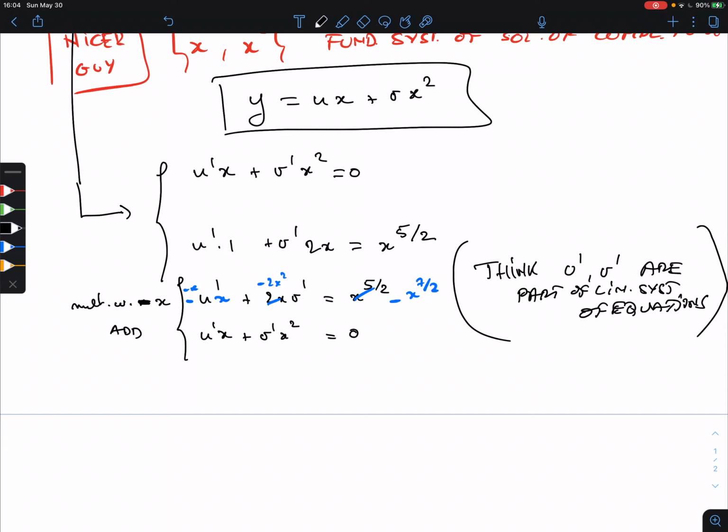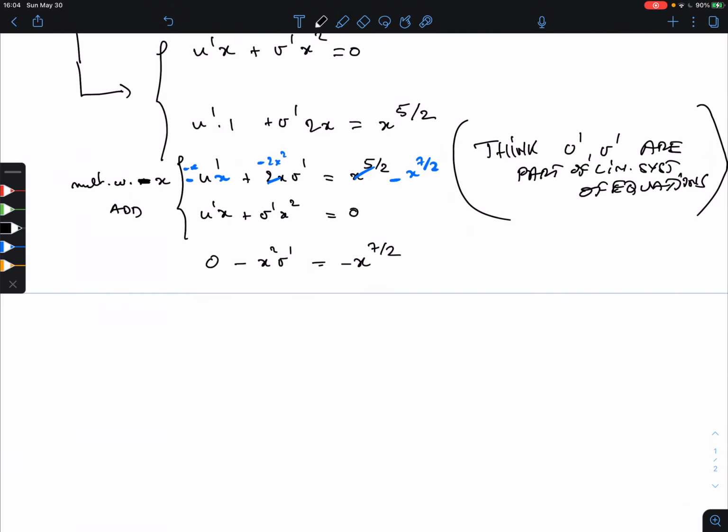Okay, so if I add this, these two cancel. So this is 0. We have here v prime x squared minus 2x squared, so this is minus x squared v prime. And here we add this up, this is minus x to the 7 halves. Okay, see, this becomes easy, right? So this is now a simple first order linear differential equation, where we divide everything by x squared. So v prime is, minuses also cancel, x to the 3 halves, right? X to the 7 halves over x squared is x to the 3 halves, since 4 halves is 2, so subtract that. So v prime is x to the 3 halves, so v is the antiderivative, so add 1 to the exponent, that is 5 halves, divide by that exponent, plus a constant.